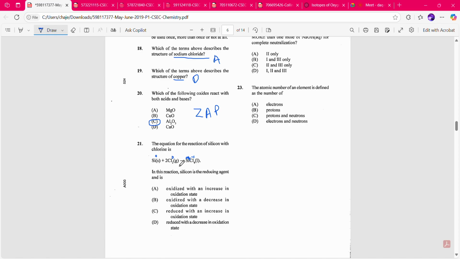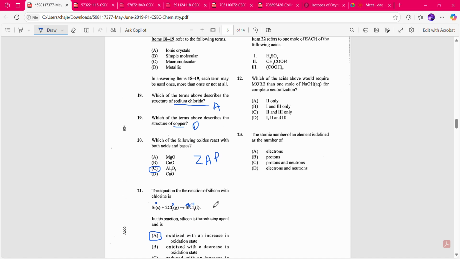I'm going to say that silicon is being oxidized. Its oxidation state is increasing. Yes, this one right here. It goes from 0 to plus 4. If it were the chlorine, chlorine is being reduced because its oxidation state is decreasing. It goes from 0 to -1.